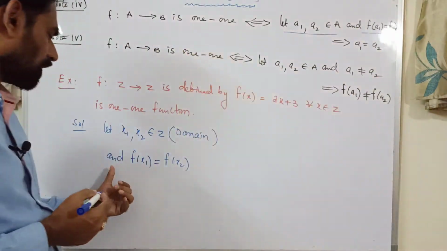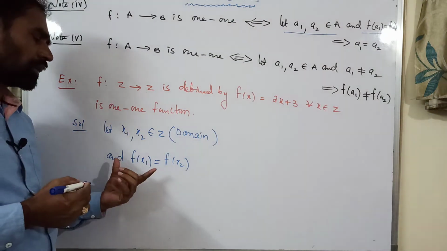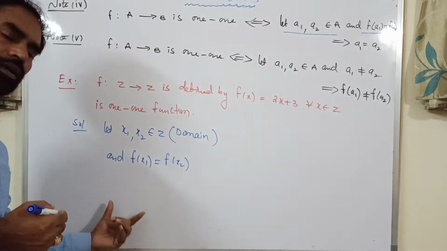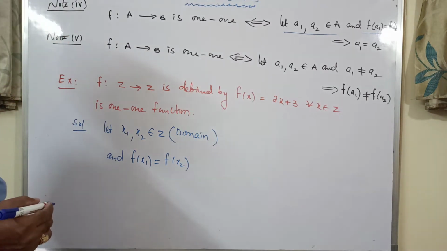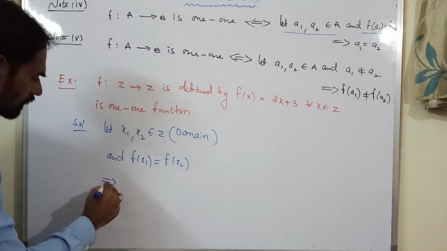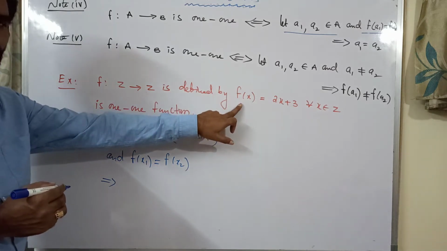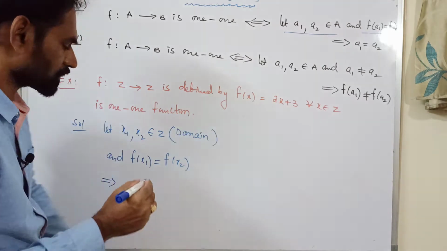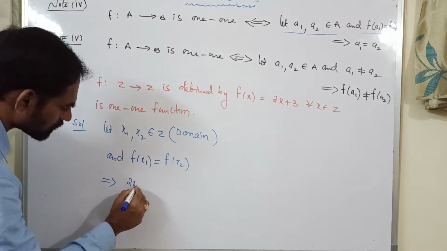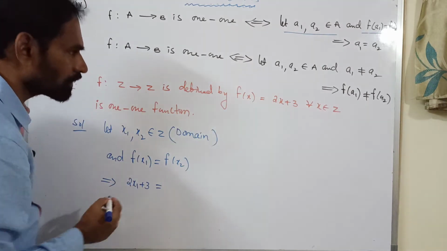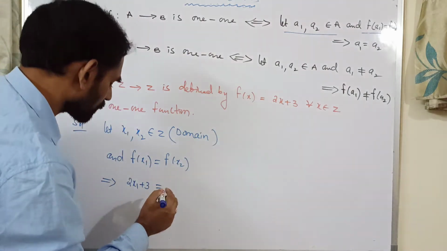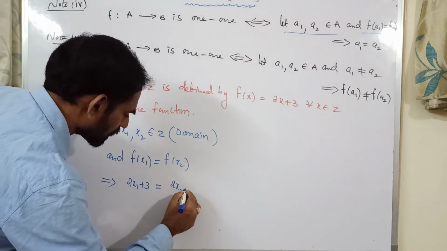Now I am taking f of x1 equals f of x2. We have to assume the images are equal, then show the elements are also equal. What is f of x1? Here, from the given definition of f of x, f of x1 means substitute x with x1, so f of x1 means 2x1 plus 3. F of x2 means substitute x with x2, so 2x2 plus 3.